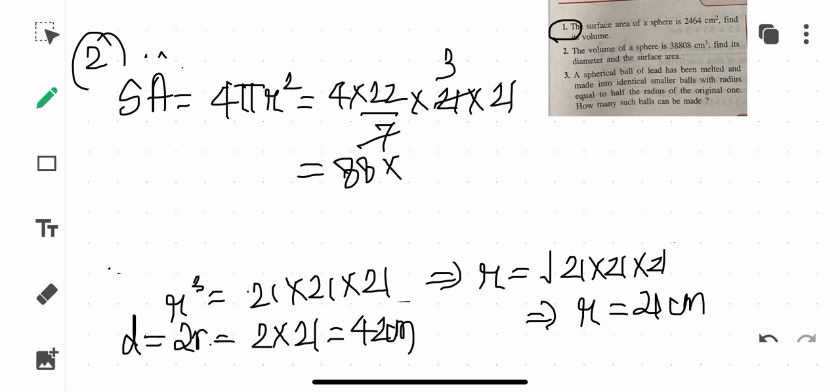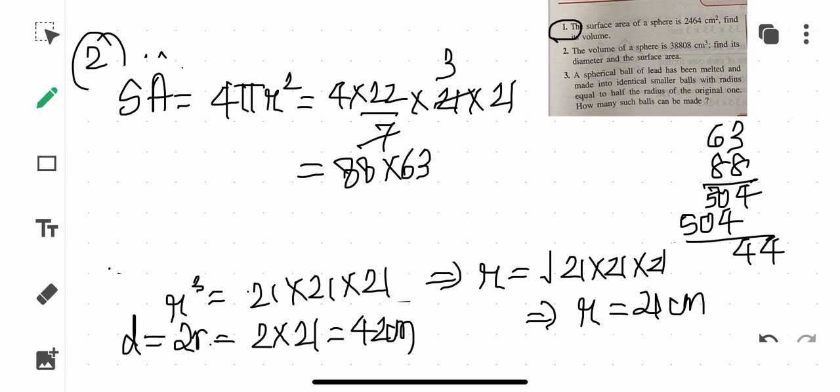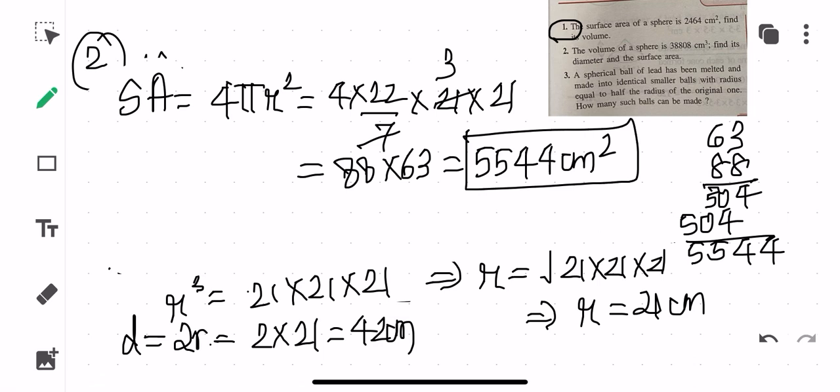88 into 63. So 63 into 88 is how much? This goes 4 times. Then 2 is 50. So 504 and 504. So this is 4455. So we are getting 5544 centimeters square. So this is the surface area that you are able to calculate.